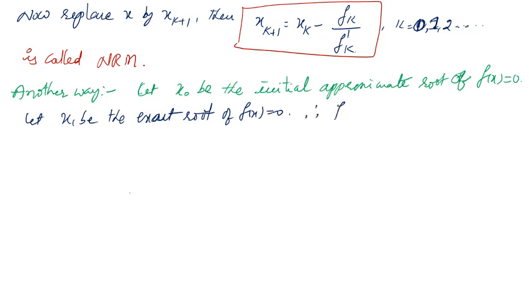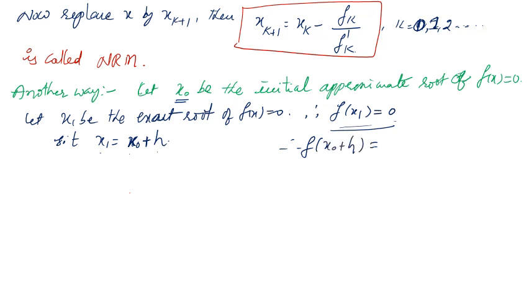Therefore, since it is the exact root, f of x1 equal to 0. Okay. x1 is nothing but x0 plus h. x0 is the approximate solution. For this x0, if I add some error value, then it becomes exact. Approximate plus error is equal to exact. So x1 is exact. Since x1 is exact, f of x1 equals to 0. Now let us substitute x1 value, x0 plus h, equals to 0.